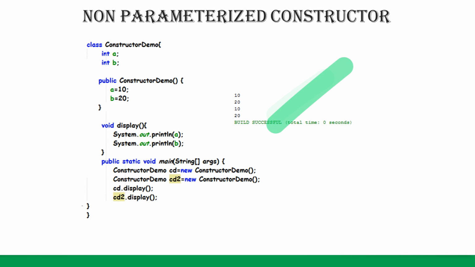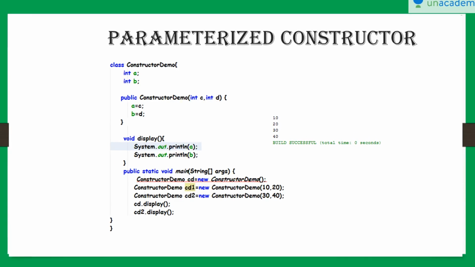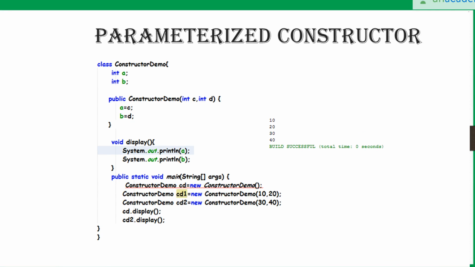Now let us see the parameterized constructor. We can use a parameterized constructor if we want to assign different values to our variables for different objects. Now let us see how.